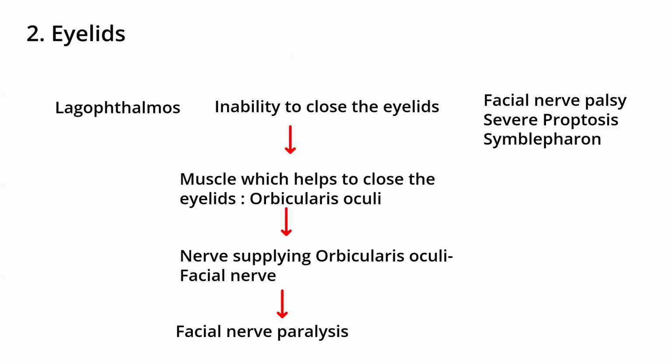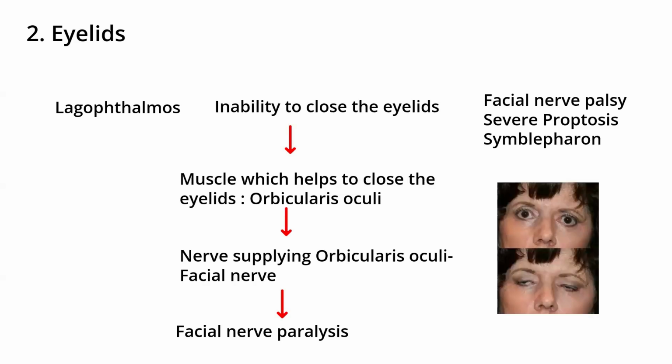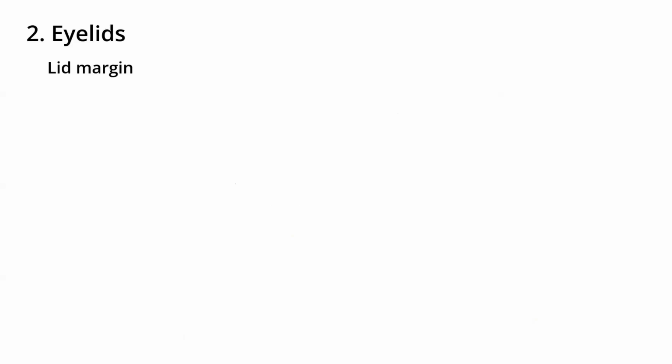So where else do you see lagophthalmos, inability to close the eye? One is facial nerve palsy, but you can also see it in severe proptosis or symblepharon. Here there is inability to close the eyelids in the right eye. That's what you see in lagophthalmos.